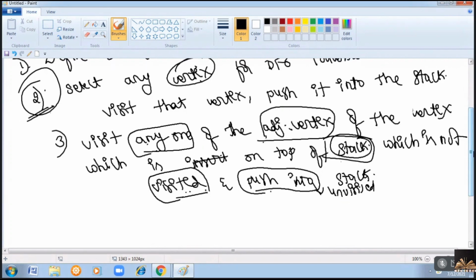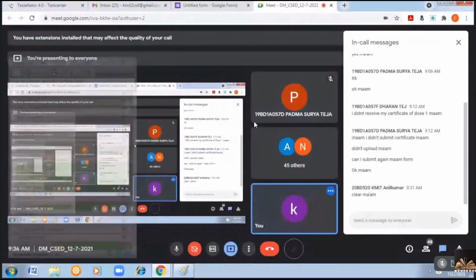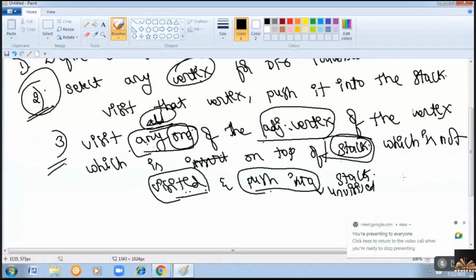The main difference between the BFS and DFS comes at the third point. In case of BFS, you will visit all the vertices which are adjacent. Here we'll be visiting only one vertex which is adjacent to the top of the stack. In case of BFS, you will be considering all the adjacent vertices. Clear, ma? That is the main difference between the two.